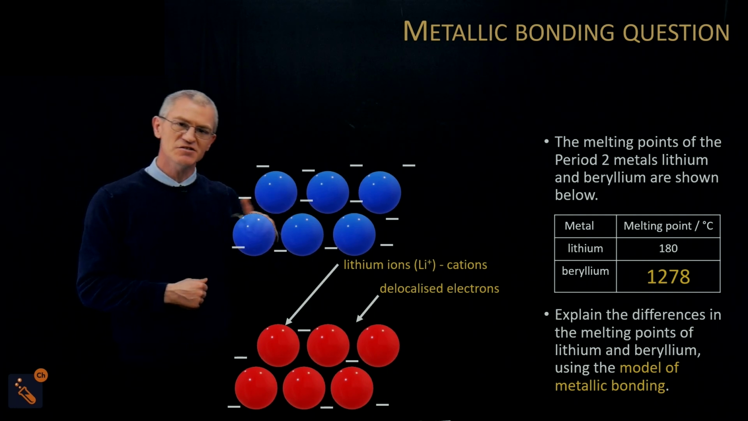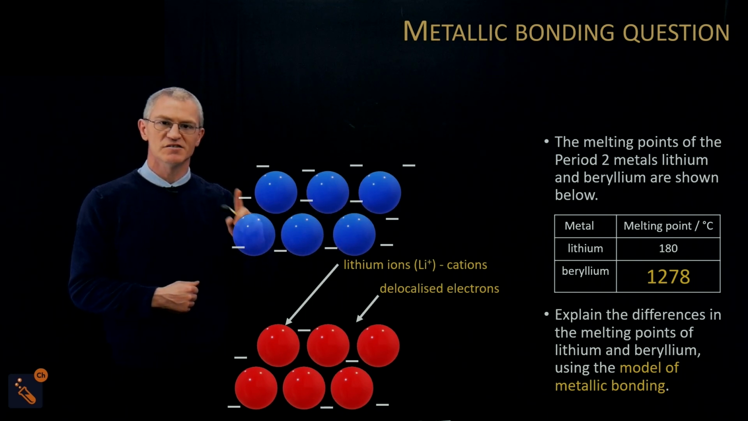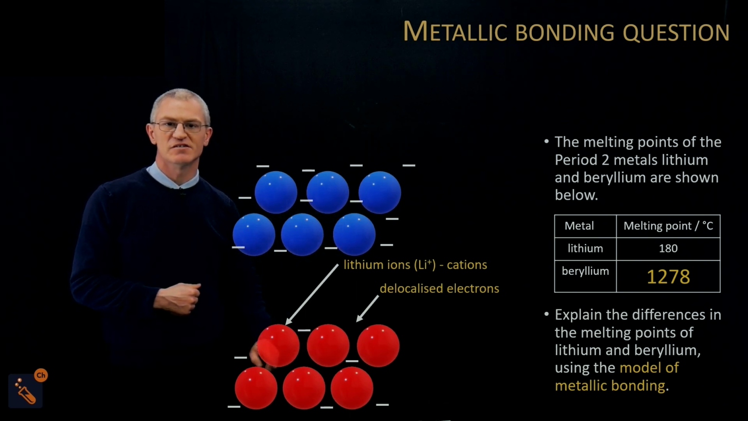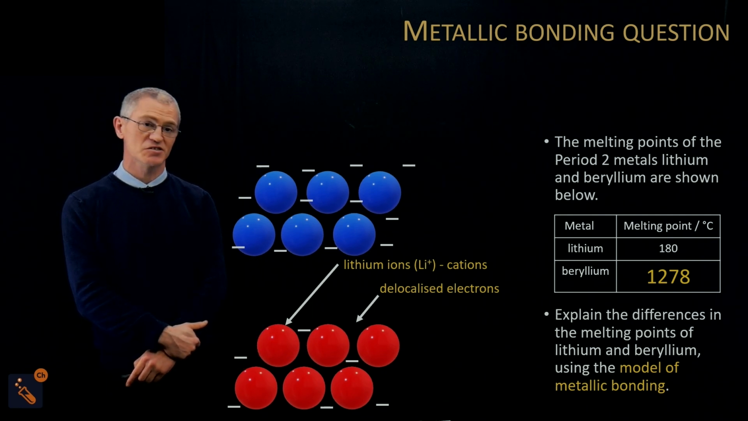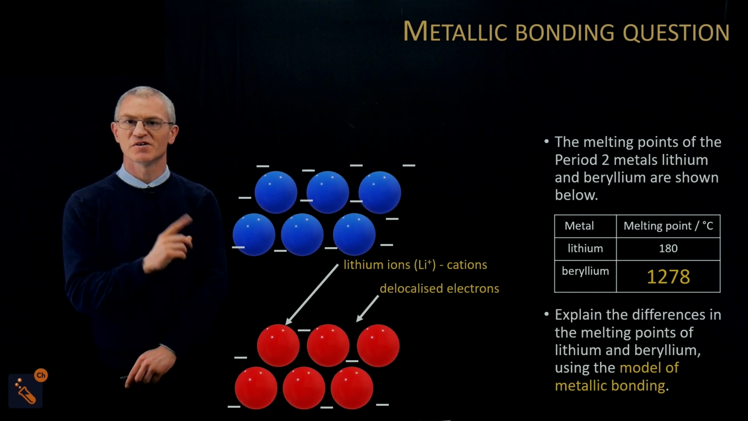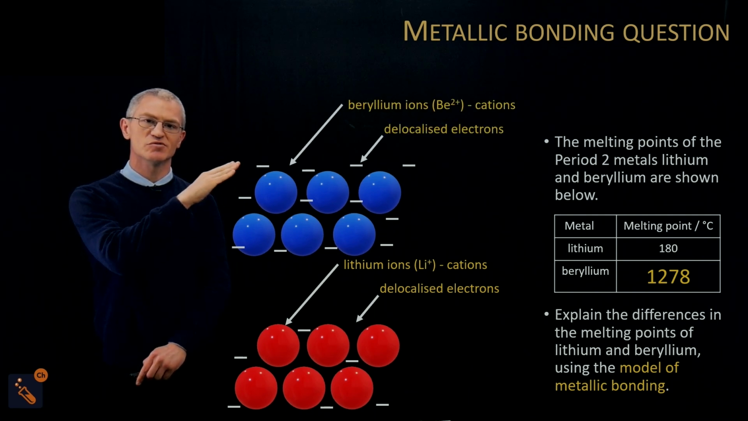So we've got 2 electrons, and you can see immediately the difference between these two. Lots more delocalized electrons here, fewer delocalized electrons here. So that's important to note down for answering this question and explaining the melting point. First marking point. But let's finish off our diagram, put our labels on.